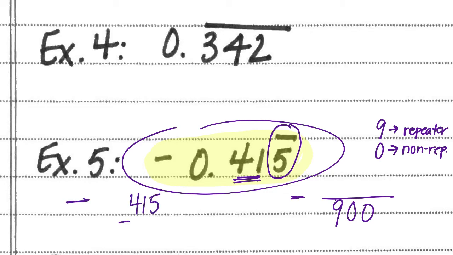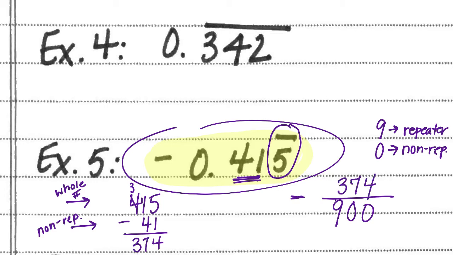And I'm going to subtract, so I'll write this out: whole number without decimals, and I'm going to subtract the non-repeaters. So only 41 is not repeated. And when I subtract, 5 minus 1 is 4. You can carry, or you could just say that we do get 37. So I'm going to take 374 and put it over 900.